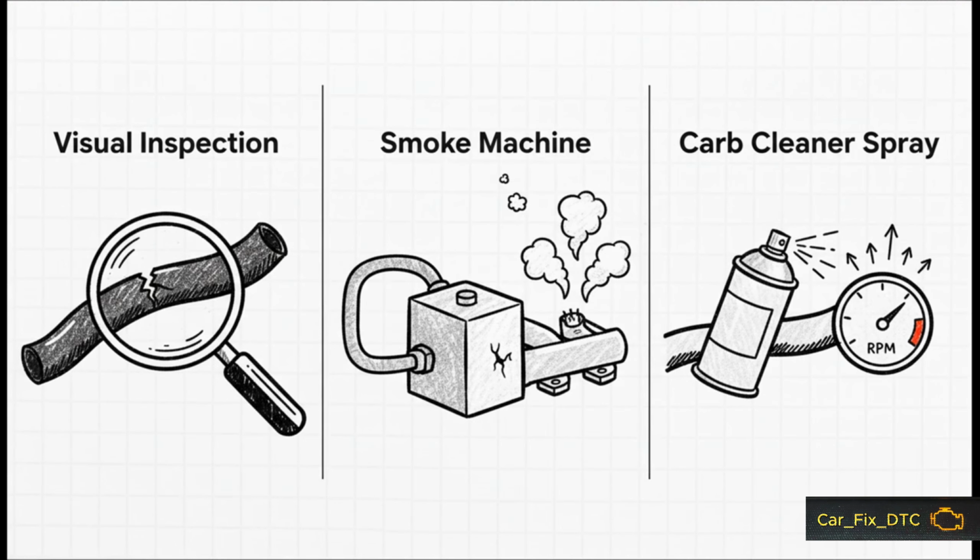So how do you find one of these? You can start by just looking around for any obvious cracks in the vacuum hoses, but honestly, the pro's choice is a smoke machine. You hook it up and it gently fills the whole system with a harmless, visible smoke. And then you just watch. Even the tiniest, most hidden leak will give itself away with a little puff of smoke. It's a real game changer.